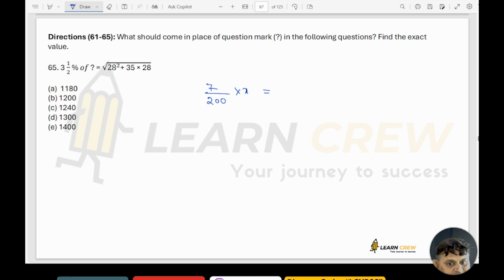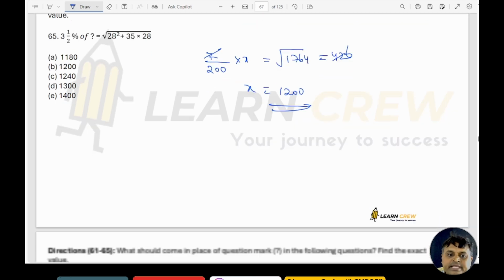980 plus 784, 1764. 1764 under root is 42. So 7 6s are 42. So x is equal to 1200.